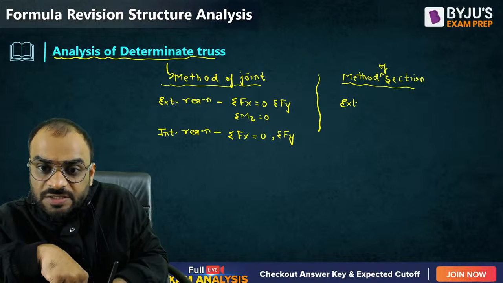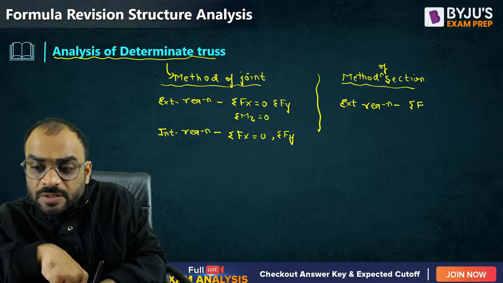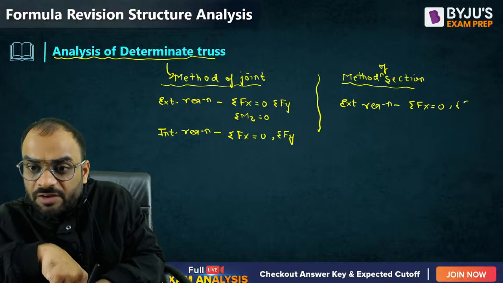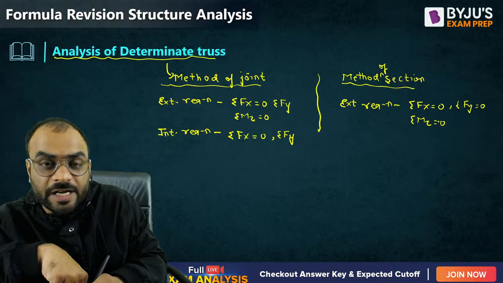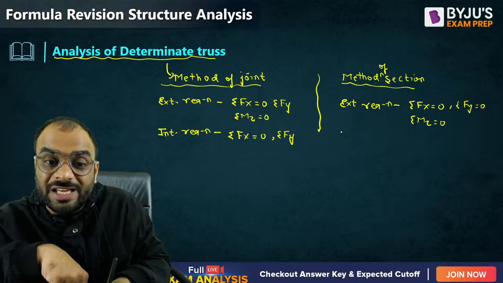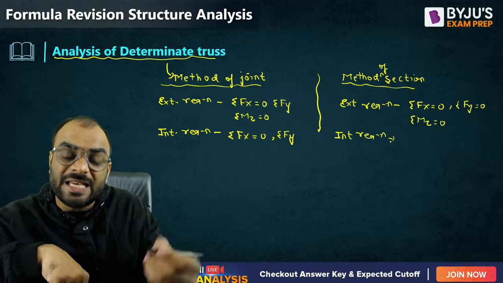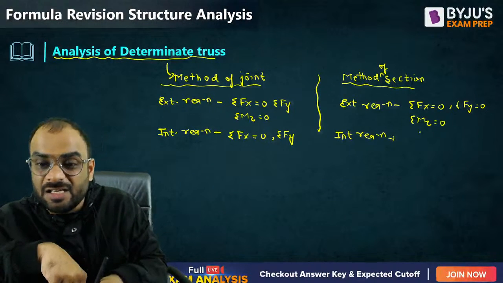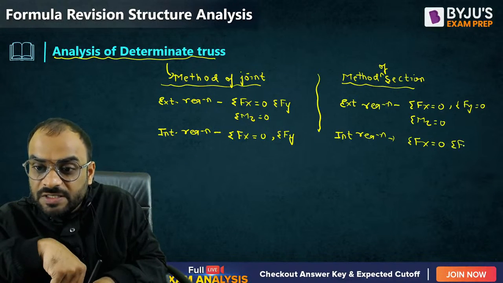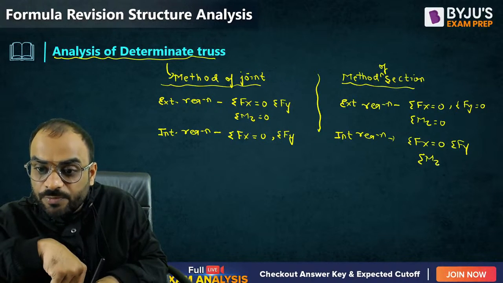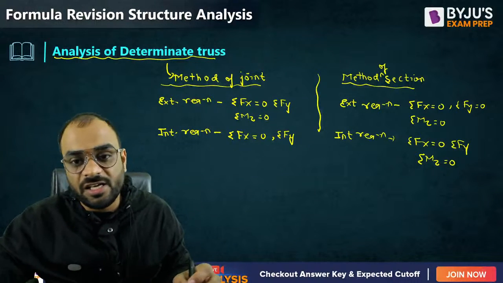For method of section, let us suppose if I want to find out the external support reaction. Again, I need to use summation Fx = 0, summation Fy = 0 and summation Mz = 0. Getting a point? But if you want to find out the internal reaction in each and every member, then again guys, you have to use the same number of static equilibrium equations, right? Which is summation Fx = 0, summation Fy = 0 and summation Mz = 0. That means to find out the forces in internal members, we need to use the static equilibrium equations.